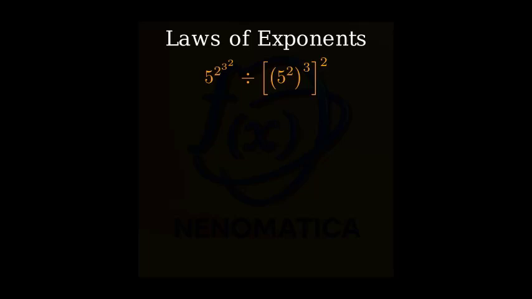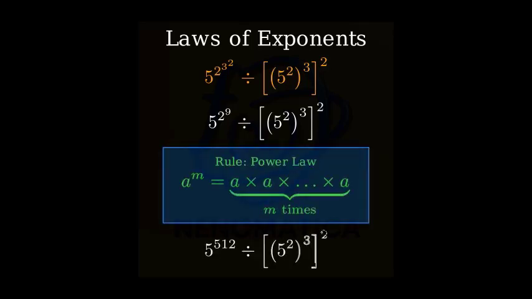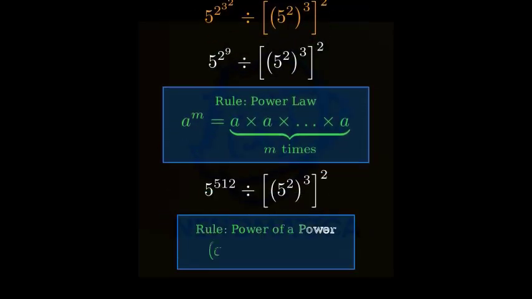Let's look at our example. We need to calculate the value of 5 to the power of 2 raised to the power of 3 squared, divided by the quantity 5 squared raised to the power of 3. Let's solve this step by step. First, let's start with the innermost exponent. 3 squared equals 9. Next, let's calculate 2 to the power of 9. This equals 512. Now, let's work on the denominator.